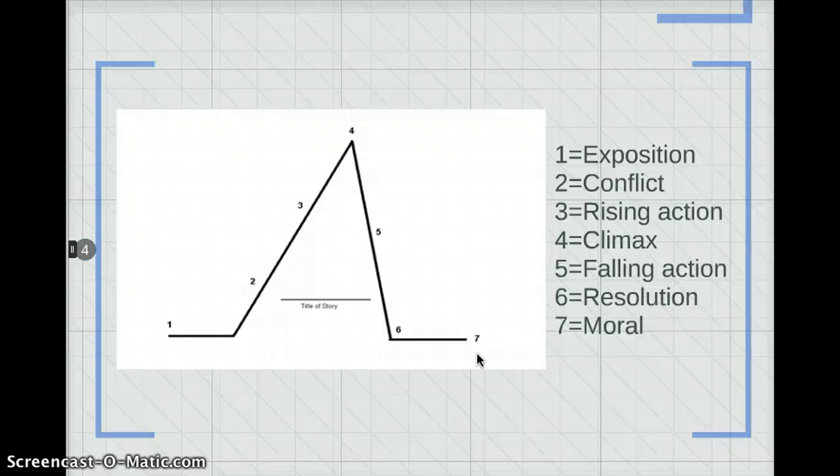Tomorrow in class, we are reading a short story and we'll be charting out the story along this plot diagram, okay? So make sure you understand what each one of those numbers mean, okay?